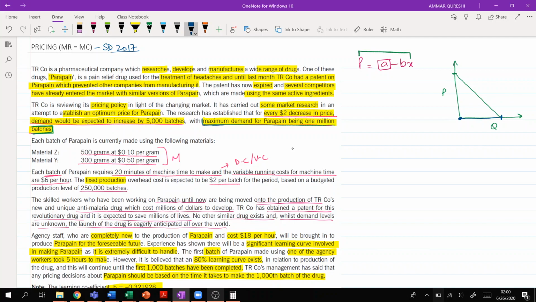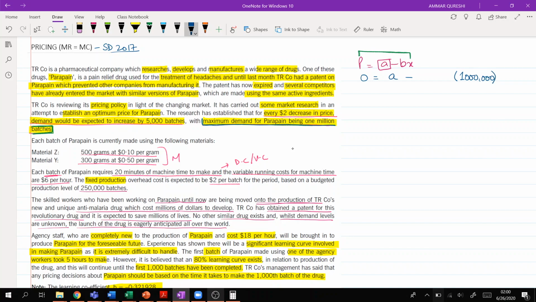So what they are saying, the maximum demand for paraffin being 1 million, means the maximum quantity which you can sell is 1 million, and at 1 million units the price of the product will be equal to 0, right? So this is hidden. This is the first thing where students got confused about what to do. If they have an idea about economics, they can easily identify this point. So price we are considering 0 here. A is unknown, and we know that X is around 1 million.